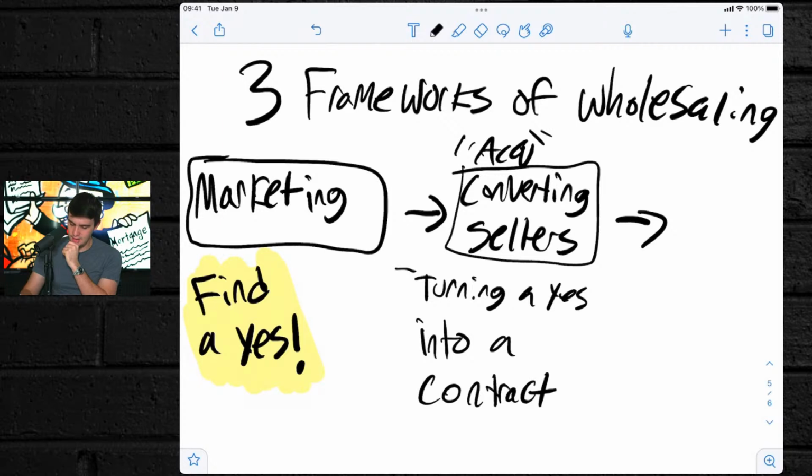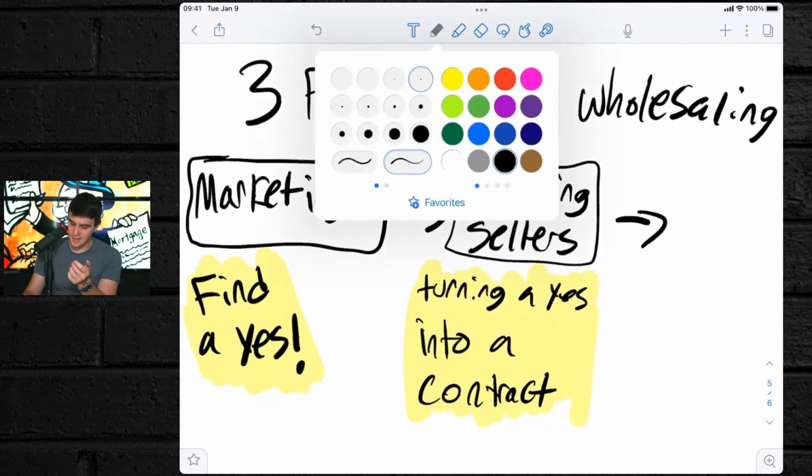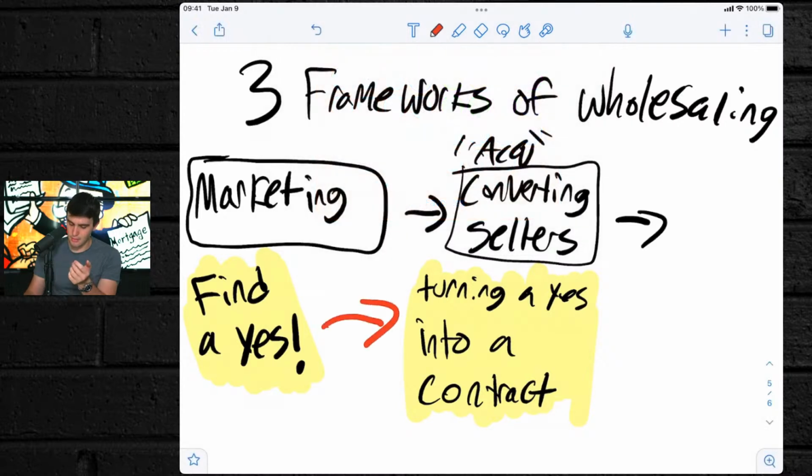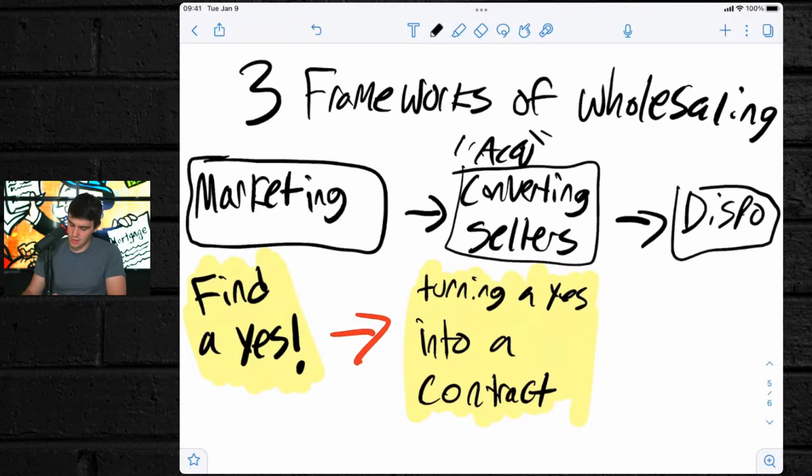Everyone really likes complicating this. They have these whole acquisitions master classes, 5, 6 grand to learn acquisitions. And what you're paying 6 grand for is learning how to turn a yes into a contract. So do we see the motions here, right? We are turning a yes into a contract. That is what we're talking about today. Hey, I want to sell my property. Let's turn that into a contract. That is it. And then you can go into dispositions. So dispo, these are cash buyers, right?